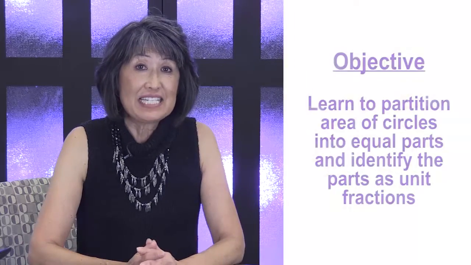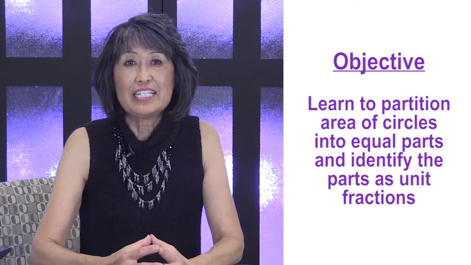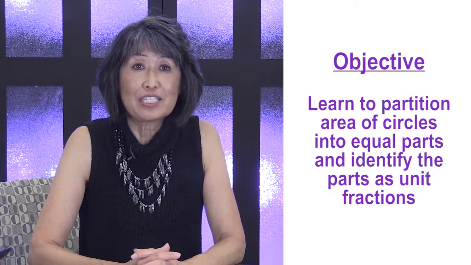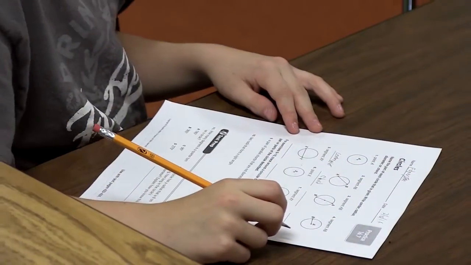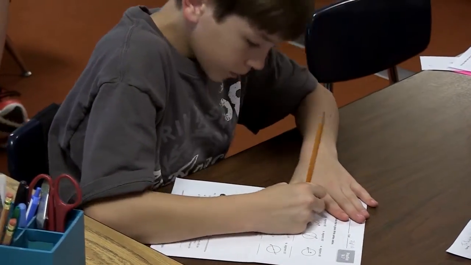The objective of this lesson is to have students be able to partition the area of circles into equal parts and identify the parts as unit fractions. In this lesson, students will expand their knowledge of flexibility of whole numbers to composing and decomposing parts of a whole. Students will recognize the size of fractional pieces and the numbers used to describe them.